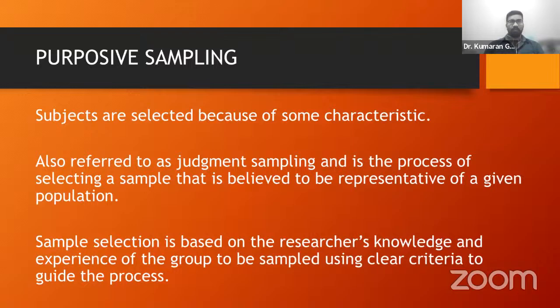Why? When we know the people's capability or credibility or what they have, then we will choose them purposefully, as a purposive sampling for our research, so we can get the data in a more accurate way.